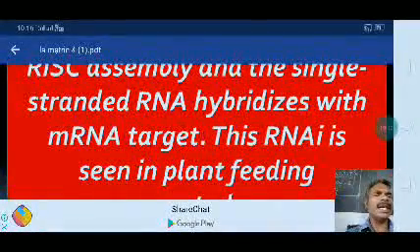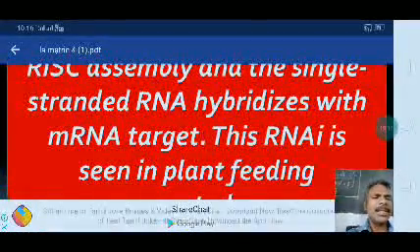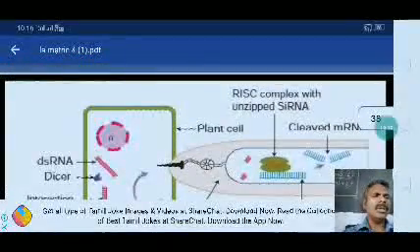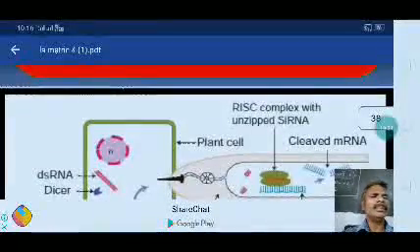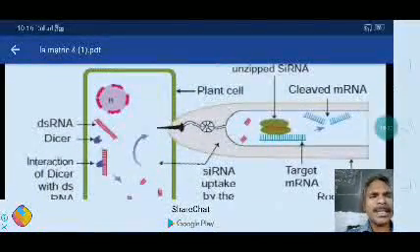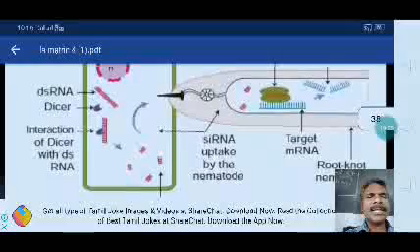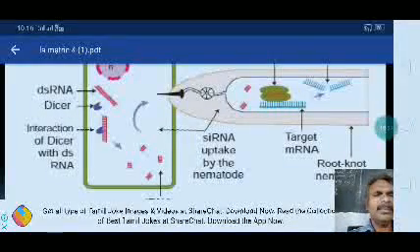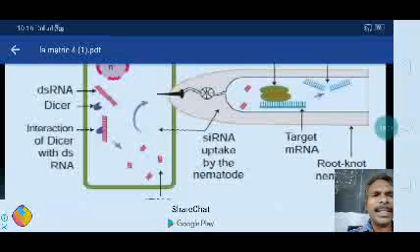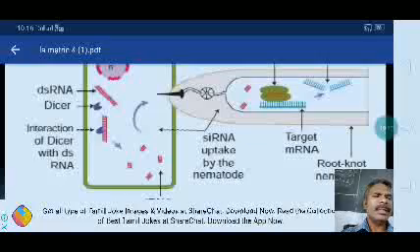with the mRNA target. This RNAi is seen in plant breeding for nematodes. You can see that diagram. That is double-stranded RNA and Dicer. The double-stranded RNA will interact with this Dicer. Then siRNA uptake by the nematodes.